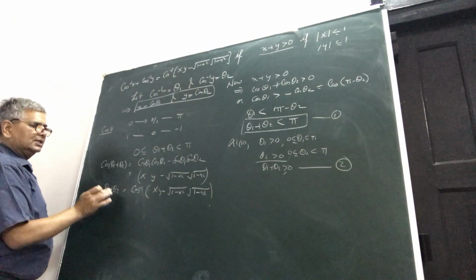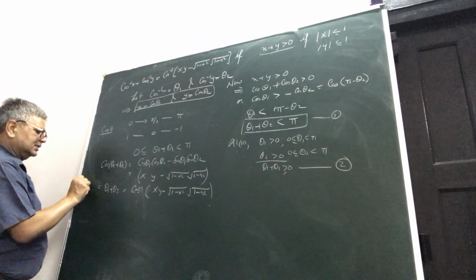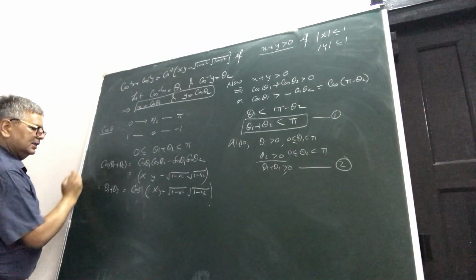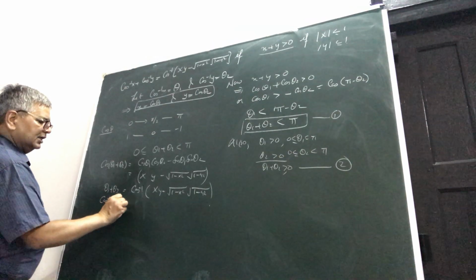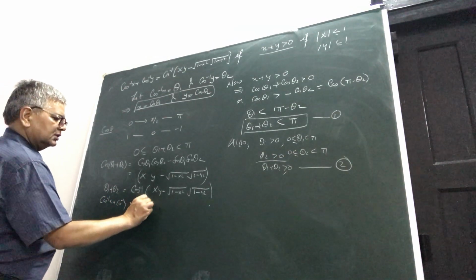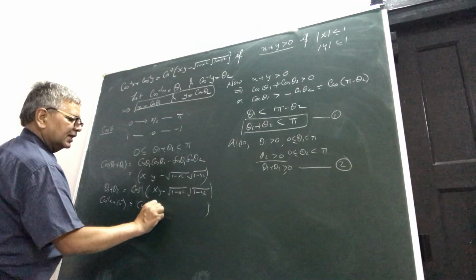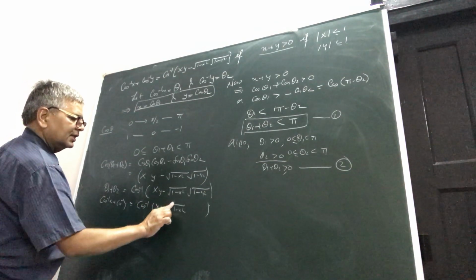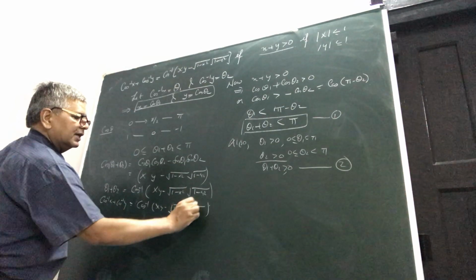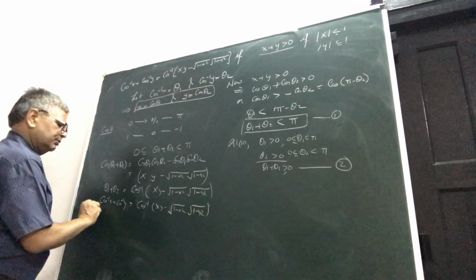Theta 1 plus theta 2 is nothing but cos inverse x plus cos inverse y. Here you should write cos inverse x plus cos inverse y is equal to cos inverse of this whole thing, that is xy minus under root 1 minus x square times 1 minus y square, and you prove the result.